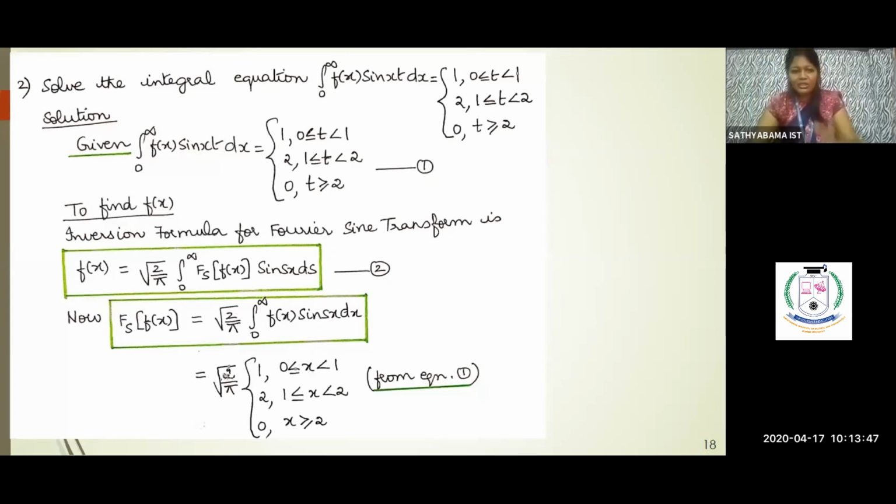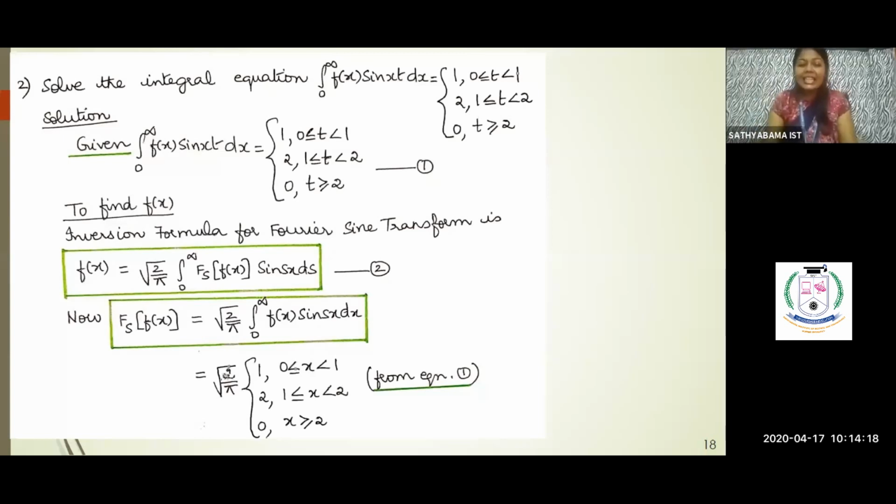What is the objective? So I've taken the given equation as equation 1. What are we supposed to find? Since I'm asked to solve the equation, I'm supposed to find the unknown function f of x. So which formula gives me f of x? Inversion formula. So I've taken inversion formula for Fourier sine transform. Why have I taken sine transform? Because in the question, the integral has sine in it. So I've taken inversion formula for Fourier sine transform.